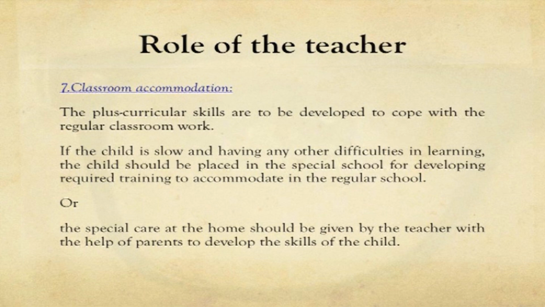If the child is slow or has any other difficulties in learning, the child should be placed in a special school to develop the required training to be accommodated in the regular school, or special care at home should be given by the teacher with the help of parents to develop the skills of the child.